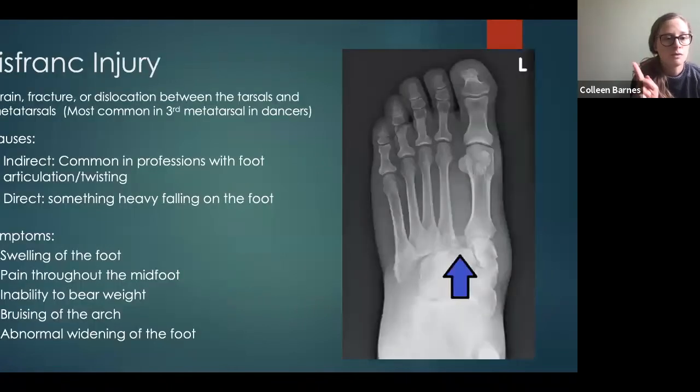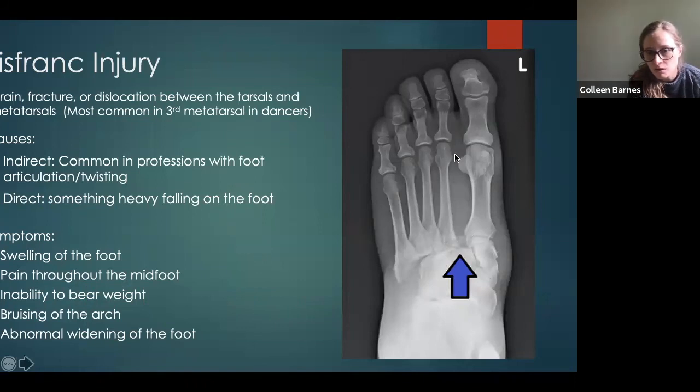We did not go over this one, so I just want to call your attention to it. This is the Lisfranc injury. So this is a strain, fracture, or dislocation between the tarsals, right? The tarsals are these bones, and the metatarsals, which are these bones. Yeah, and the most common is the third metatarsal in dancers.